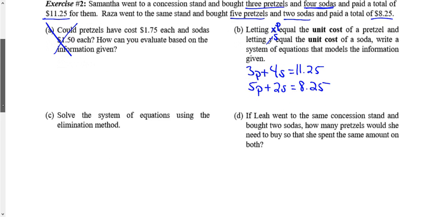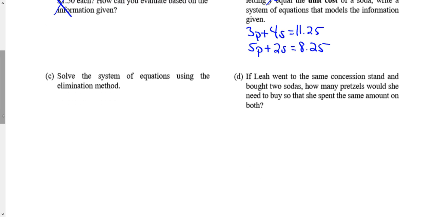Well, let's rewrite them again here so we can work with it. 3P, don't get too big here, because we're going to have a lot to do, plus 4S equals 11.25, and then 5P plus 2S equals 8.25. I wish we could have picked a different variable than S. All right, well, either way.